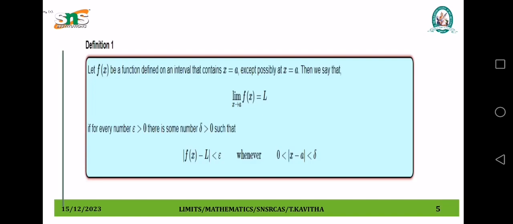Next we go on to the definition of limit. Let f of x be a function defined on an interval that contains x is equal to a, except possibly at x is equal to a. Then we say that limit x tends to a f of x is equal to L if for every number epsilon greater than 0, there is some number delta greater than 0 such that modulus of f of x minus L is less than epsilon whenever 0 is less than modulus of x minus a less than delta.